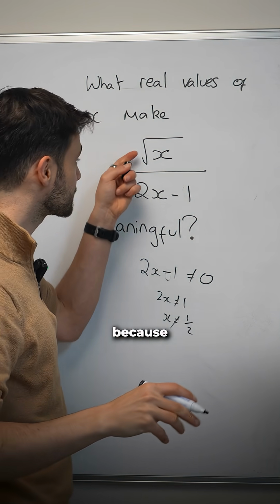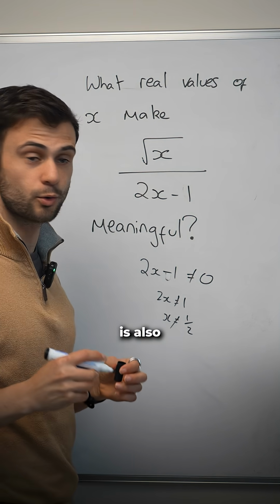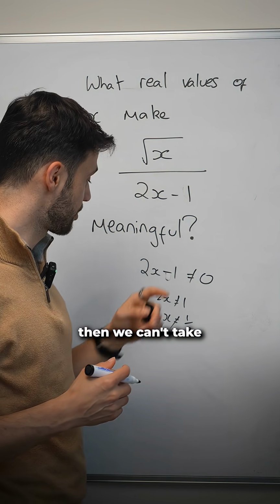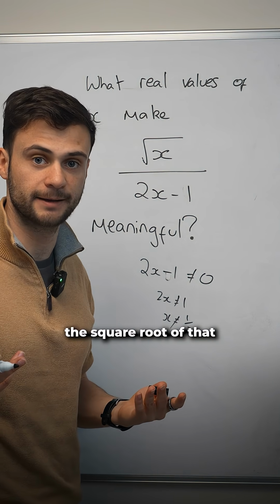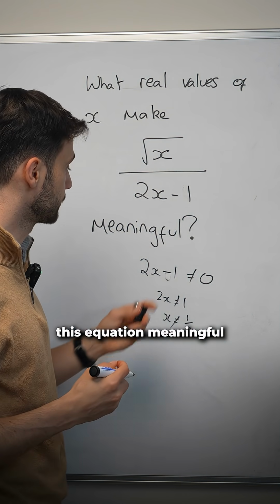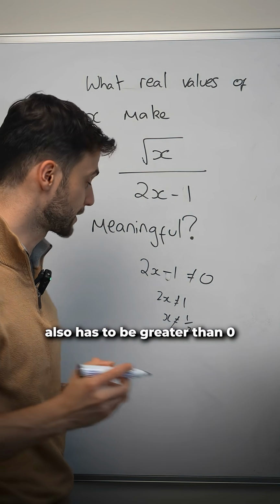But that's not all, because the square root of x is also on the numerator of this fraction. And if this is negative, then we can't take the square root of that. So any negative value of x will also not make this equation meaningful. So that means that x also has to be greater than 0.